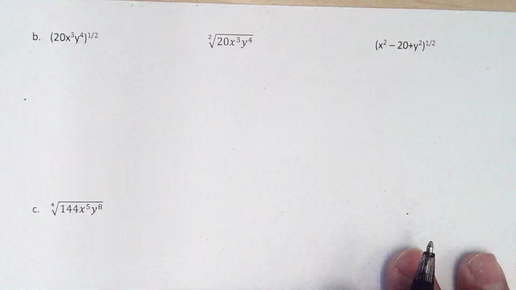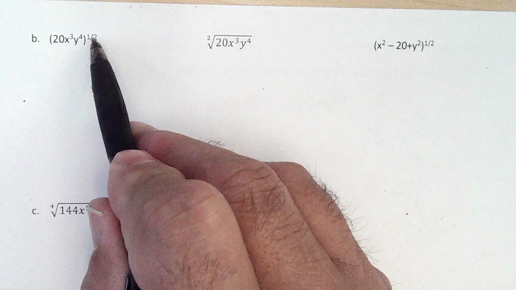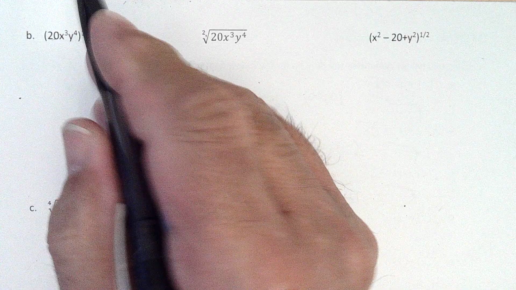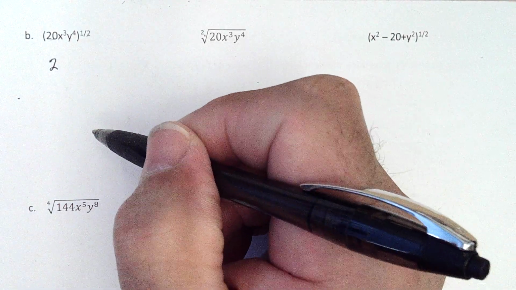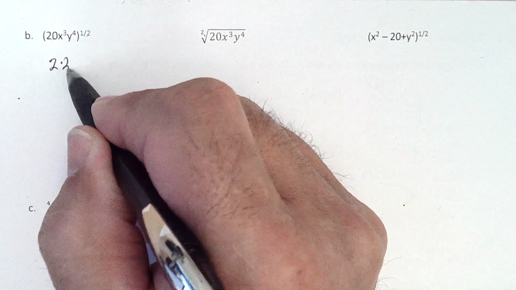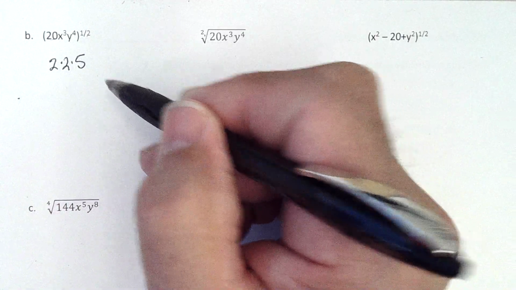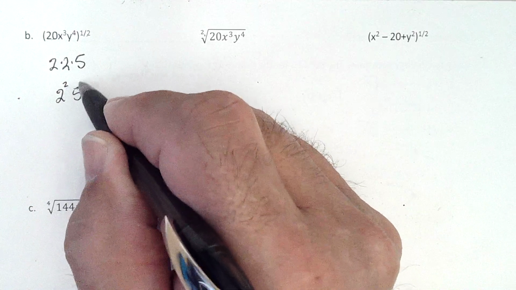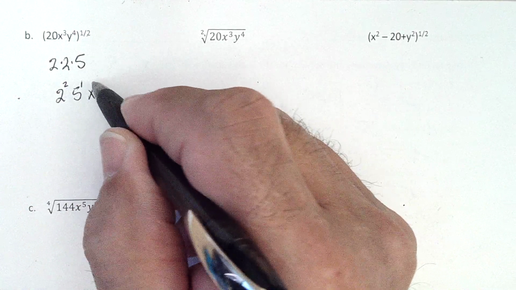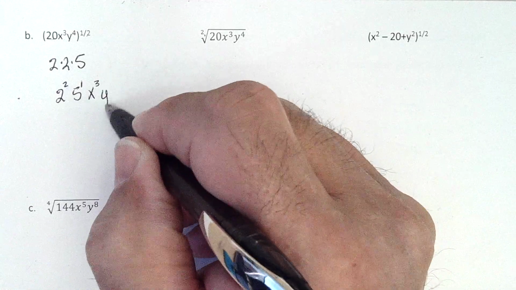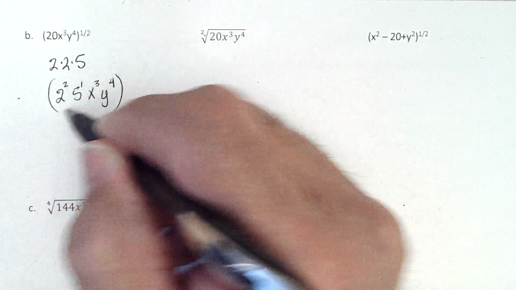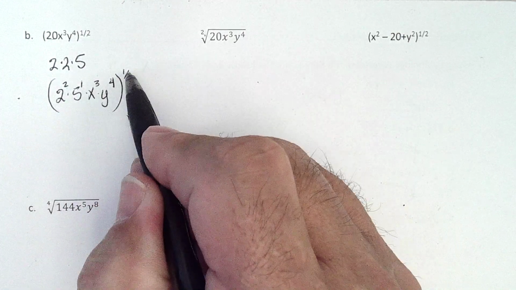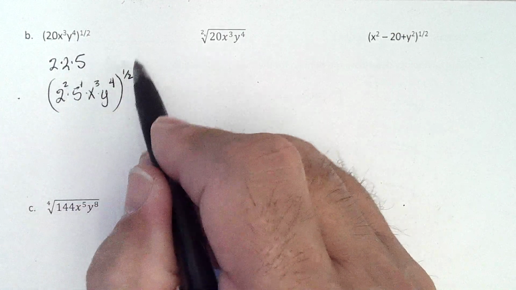Page 2. Half, square root, same. This should be pretty easy. See, 20, that's 2 times 10, which is 2 times 5. So if I'm doing it in powers, this is 2 squared, 5 to the 1, x to the 3rd, y to the 4th, all to the 1/2. These are all multiplied, so I can distribute the power, and I have to do it to everything.